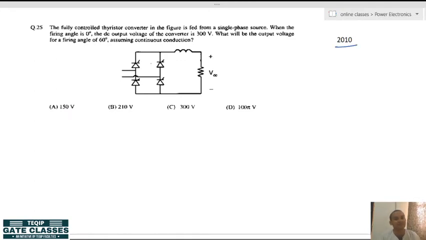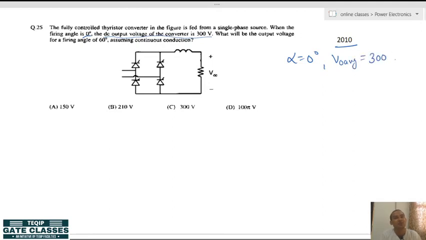So here just see the circuit, what you are observing, it is a single phase full wave fully controlled circuit. See all 4 thyristors are there. So it is a fully controlled circuit. So you see now, read the question. When the firing angle is 0 degree, means when the alpha is 0 degree, what is happening? The output voltage, DC output voltage of the converter is 300 volt. It means V naught average has been given.